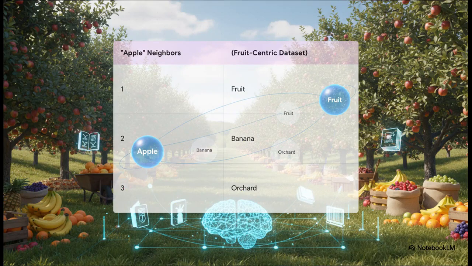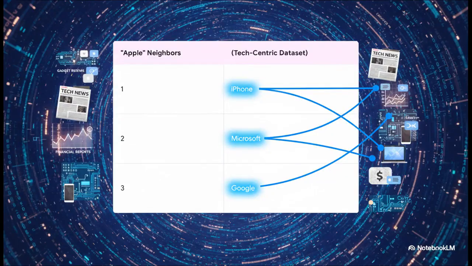Let's imagine we train a model on nothing but agricultural texts. Books about farming, grocery lists, that kind of thing. If we ask the model, hey, what's in the mathematical neighborhood of the word apple? It points us right here. Its closest neighbors are fruit, banana, and orchard. In this world, an apple is a fruit. Simple as that.